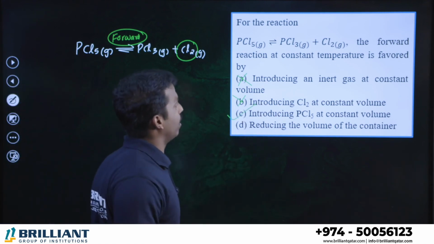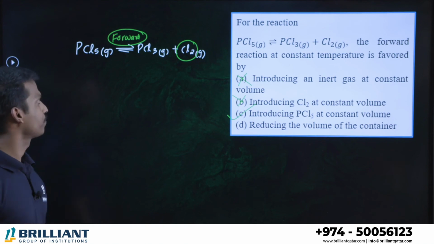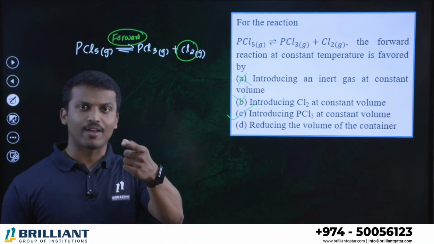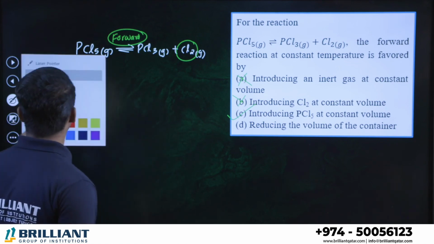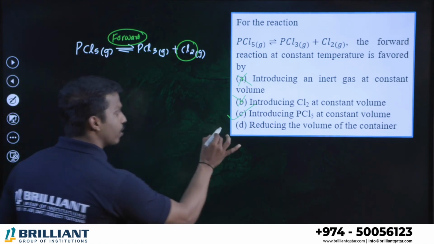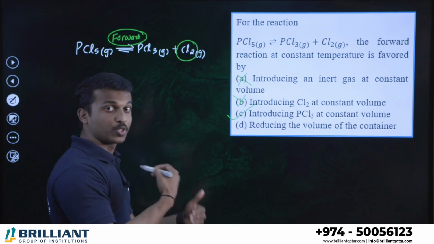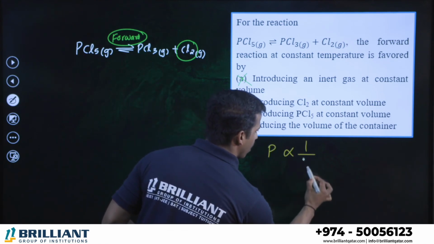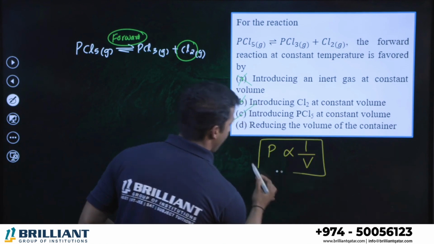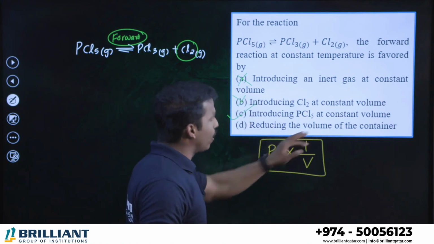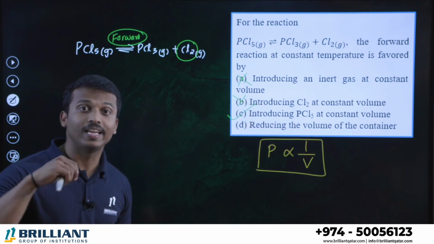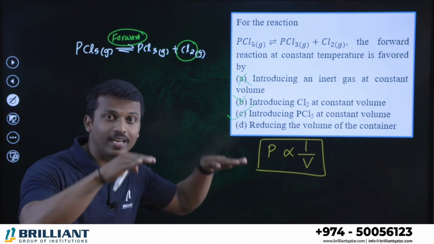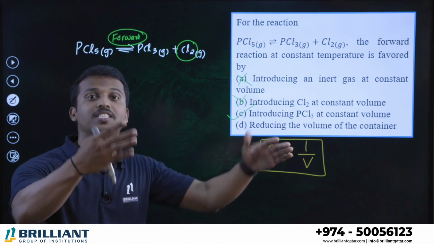Reducing the volume of the container. So let me tell you the effect of volume. As I told you, when they ask a question with volume, you can relate it to pressure, because we know how pressure varies. Pressure and volume are inversely proportional. Here, reducing the volume means decreasing volume, so we can say an increase in pressure.